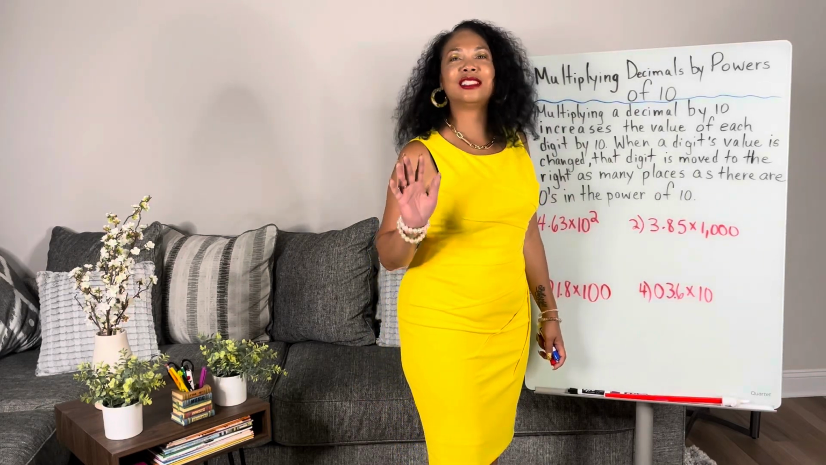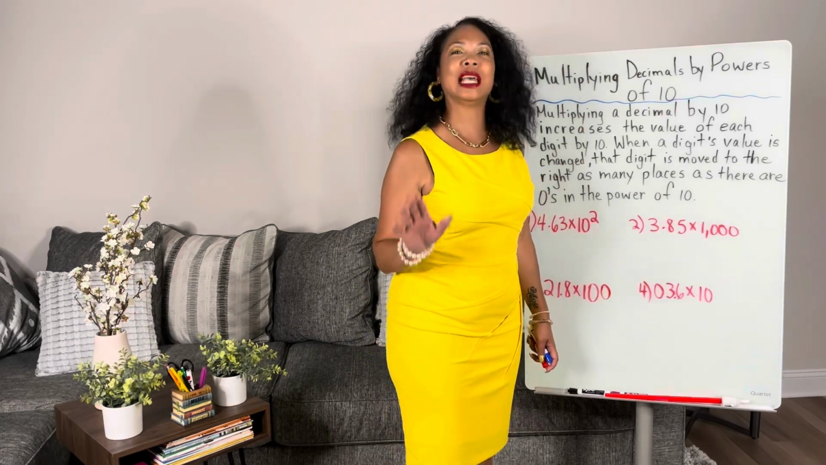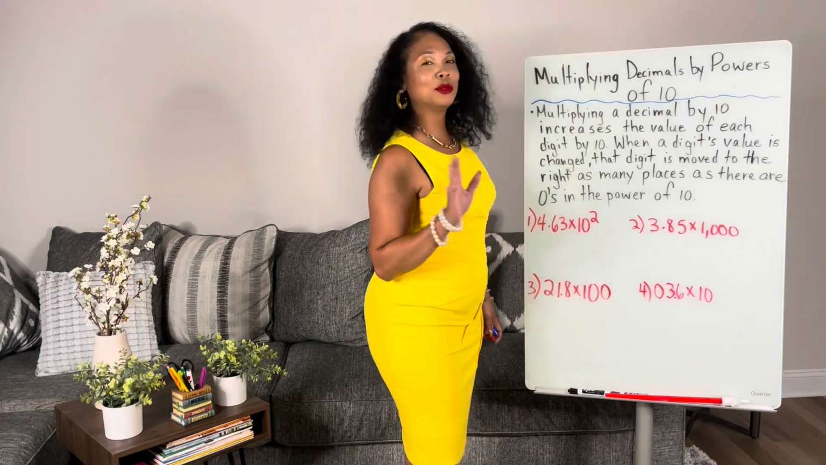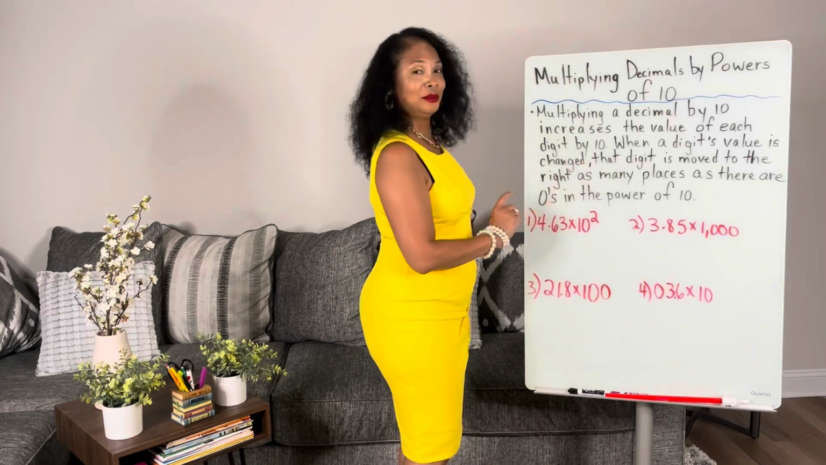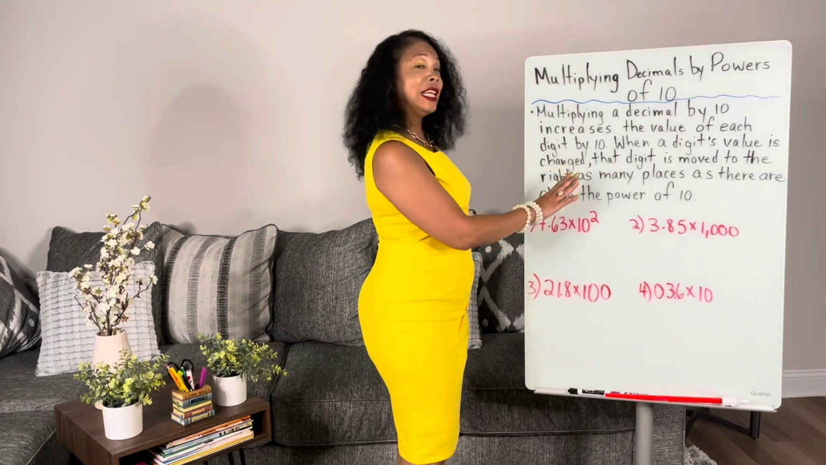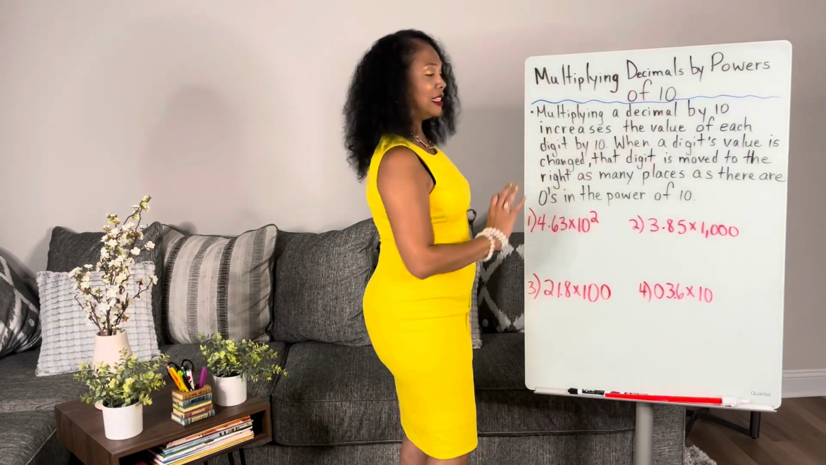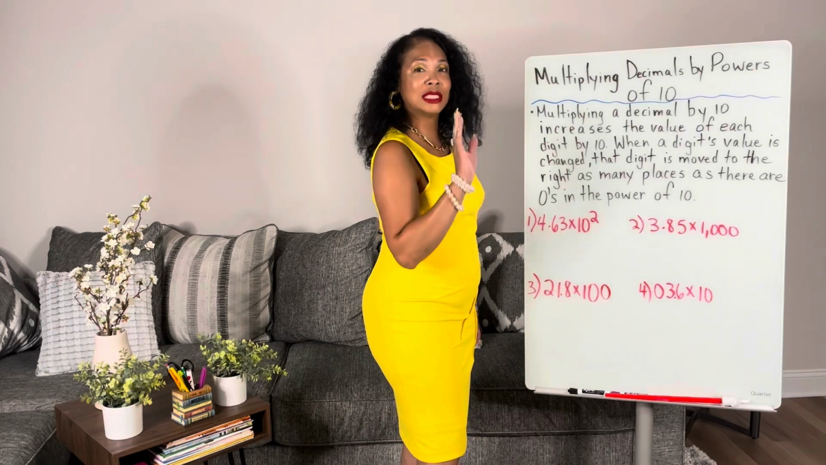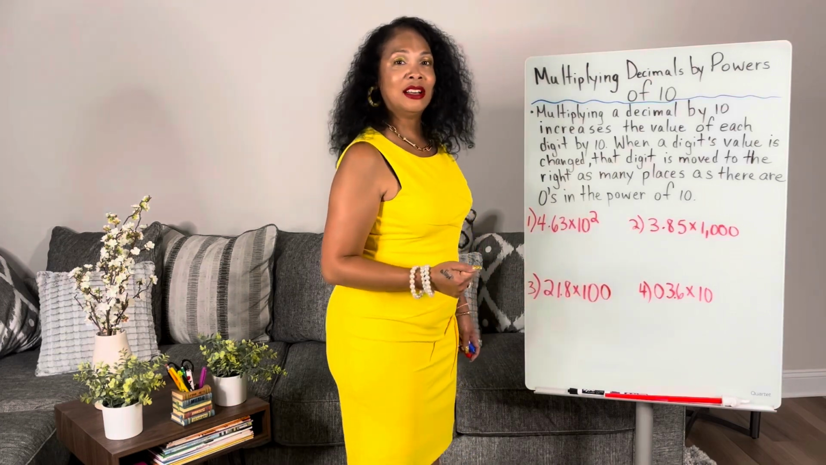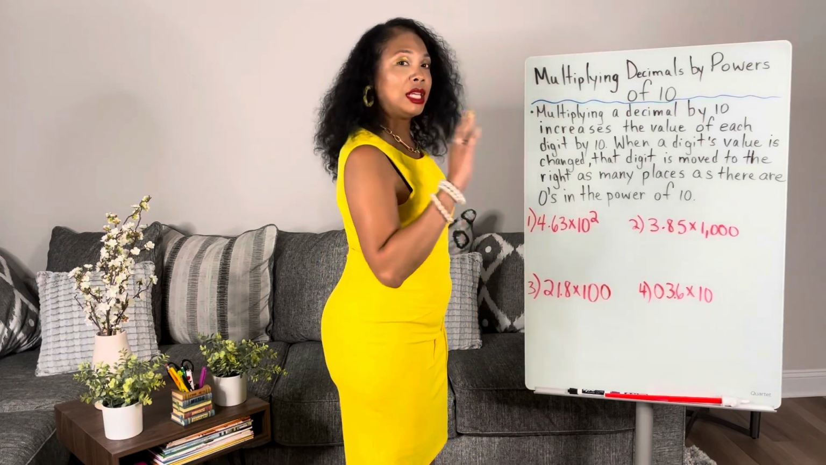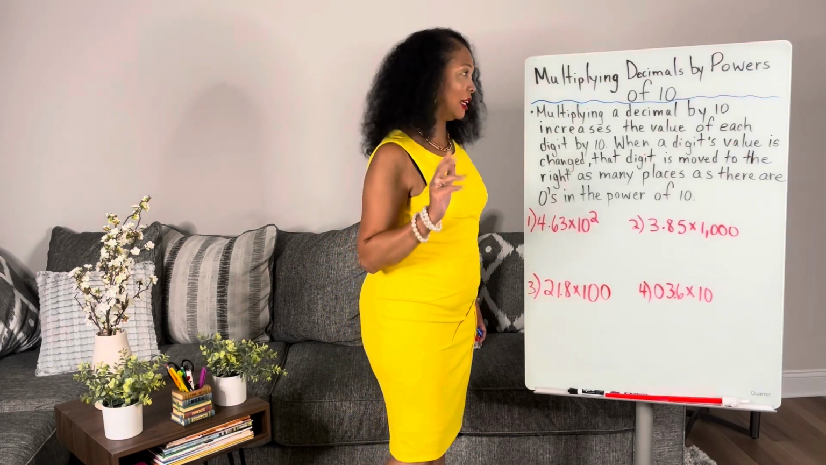On today's lesson, we are multiplying decimals by powers of 10. Now, multiplying a decimal by 10 increases the value of each digit by 10. When a digit's value is changed, that digit is moved to the right as many places as there are zeros in the power of 10. We have 4 examples on the board, okay? And we are going to go through each of them to see how we multiply decimals by powers of 10.